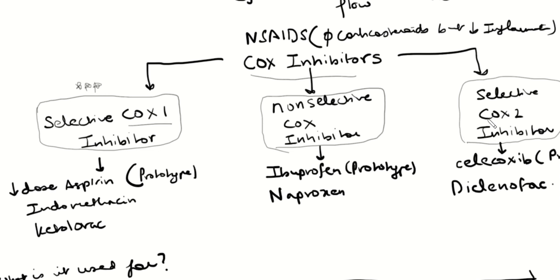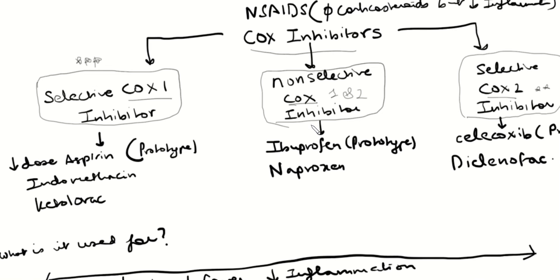Which enzyme does a Cox-2 inhibitor inhibit? You guessed it, Cox-2. Perfect. And then the non-selective Cox inhibitor inhibits both 1 and 2. If you can remember this, these drugs are super easy. Really, let's take a peek.